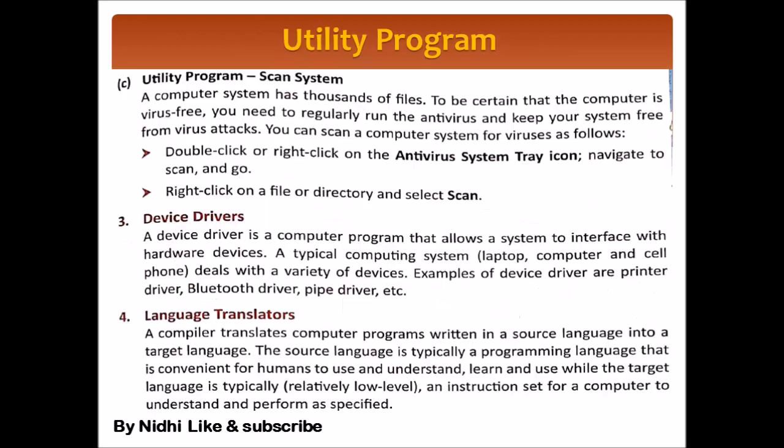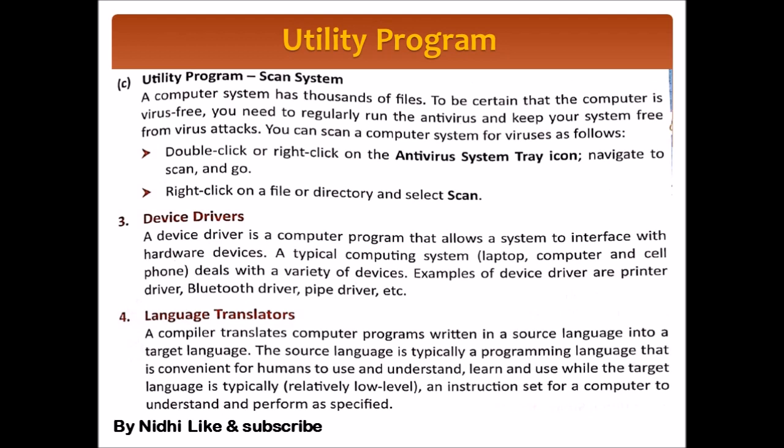Other utility programs are scan systems. A computer system has thousands of files. So to be certain that the computer is virus free, you need to be regularly scanning your computer, run the antivirus, and keep your system free from virus attack. You can scan a computer system for virus: you have to right click on the antivirus system tray icon, and then navigate to scan and go. Then right click on the file or directory, and then select the scan process.